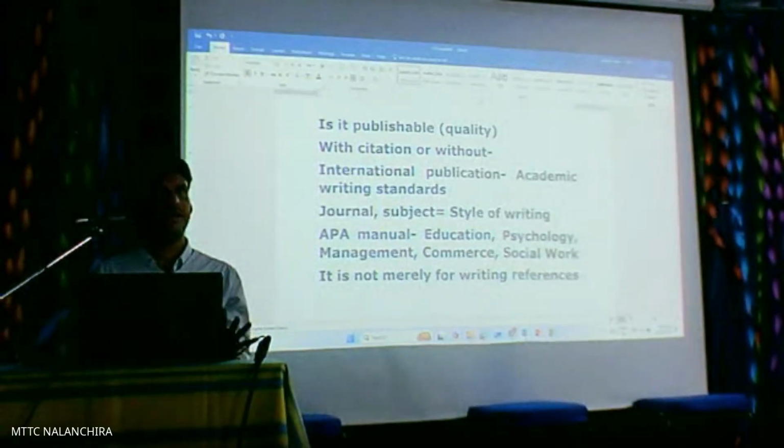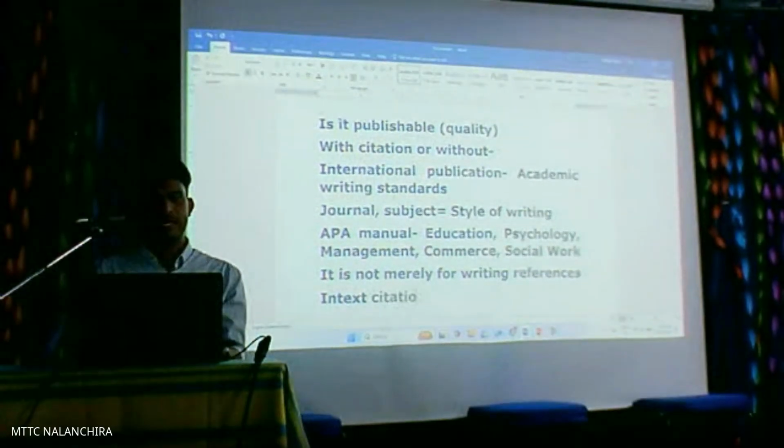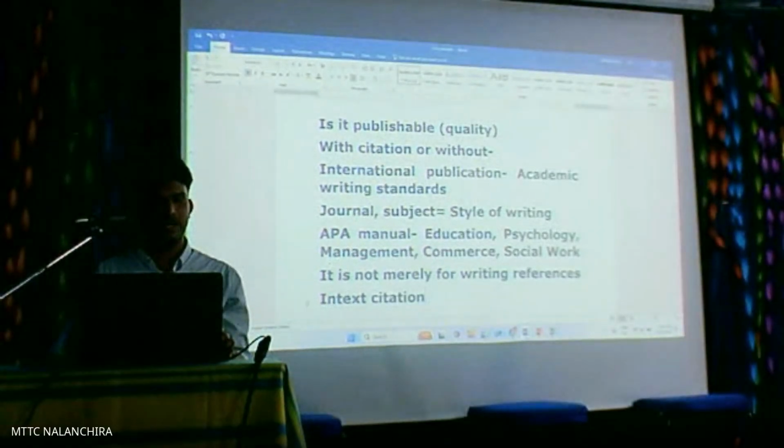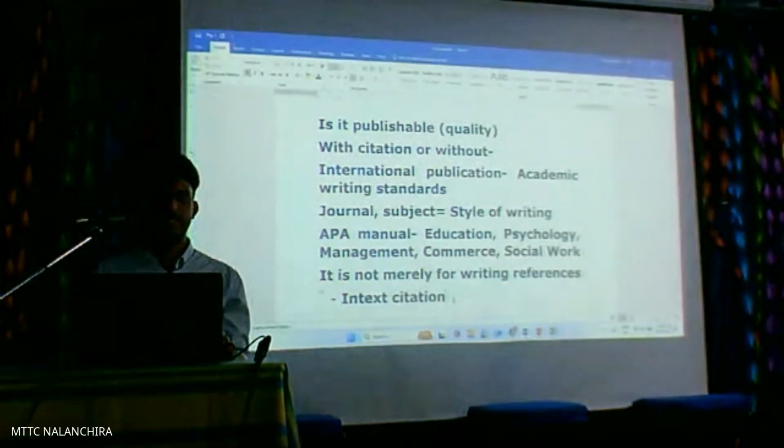So you have to cite every sentence. We call it in-text citation. In-text citation has to be taken care of for every sentence, otherwise they will not consider it.